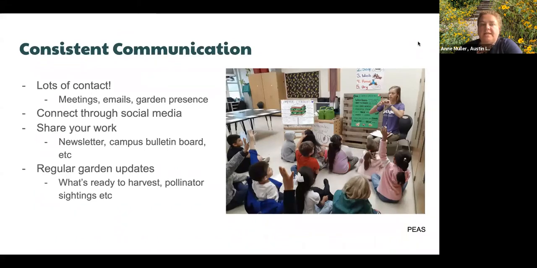Consistent communication is key. We heard about a lot of contact ideas, from regular meetings to emails and newsletters, being in the garden, making sure that you're sharing your work and having a campus presence for communication. And then people shared a lot of information about ways to engage the community through regular updates. So what's ready to harvest, what pollinators are visiting, what can people be doing in the garden right now, in addition to how the gardens might be relating to the standards that people are teaching right now.